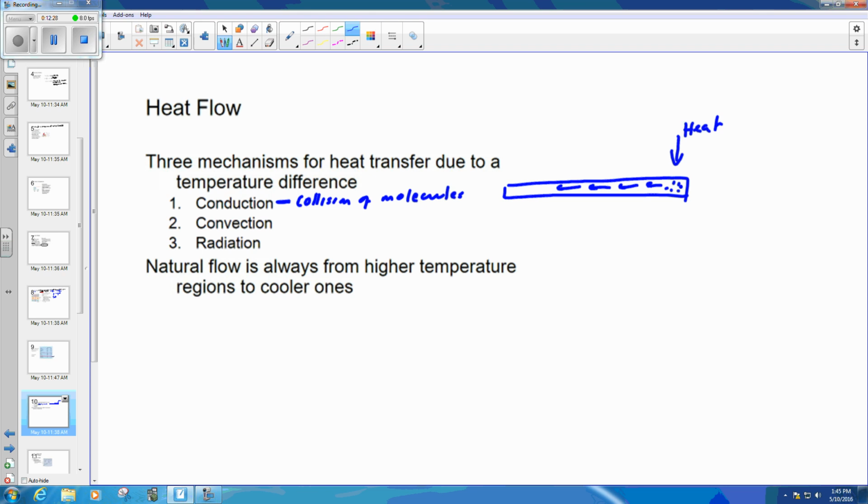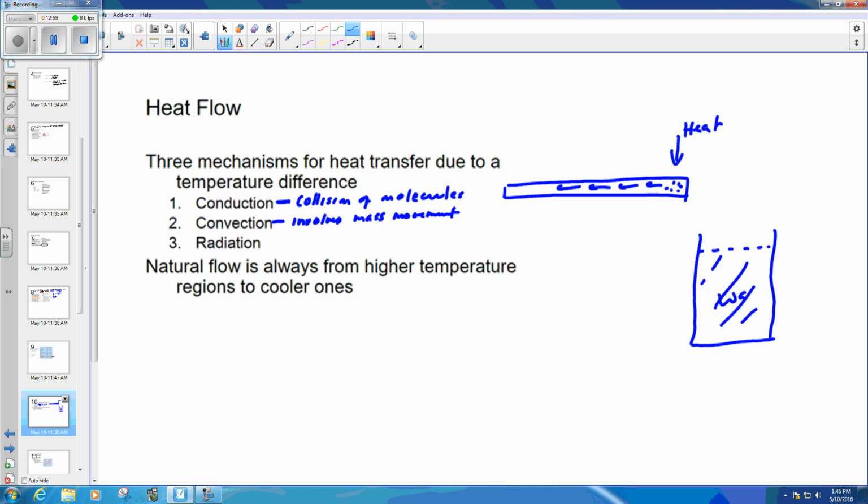Convection, on the other hand, involves mass movement. So this involves mass movement, and we say it tends to form what are called convectional currents. So here is the example. If I have an object, and let's say this is a tank and it's filled with water, so I have water here, and I heat this substance, so I supply some heat.